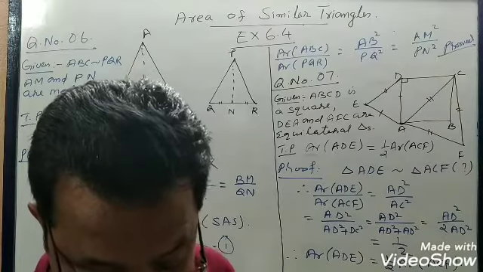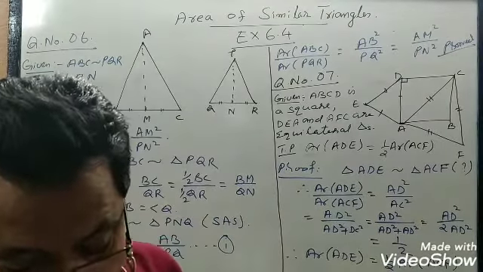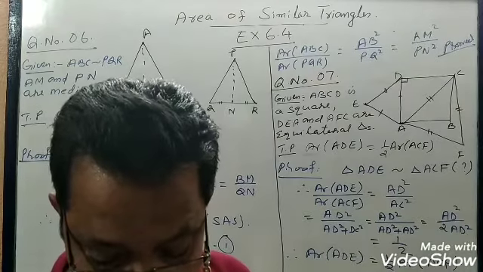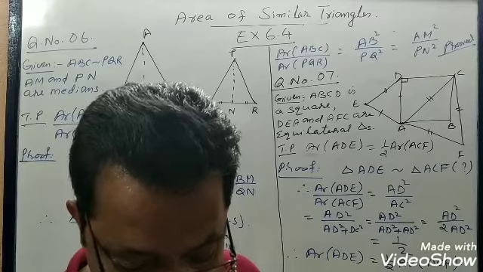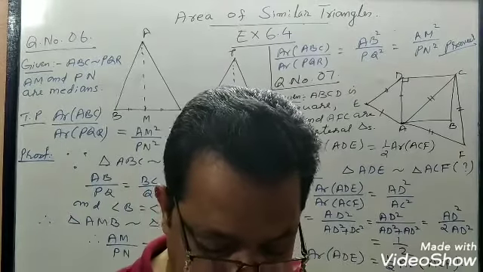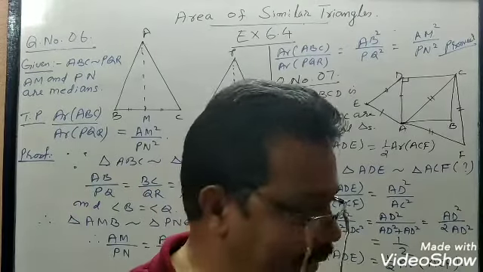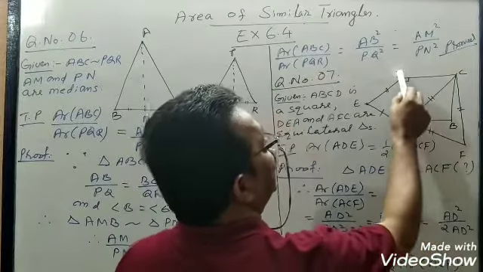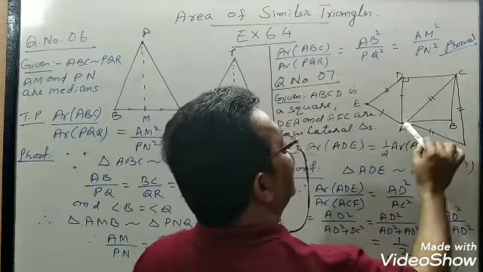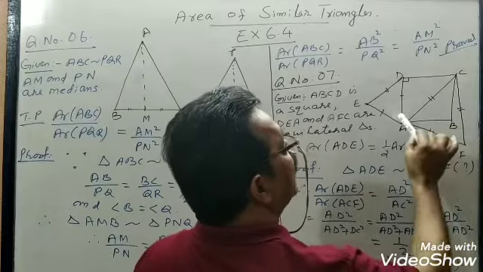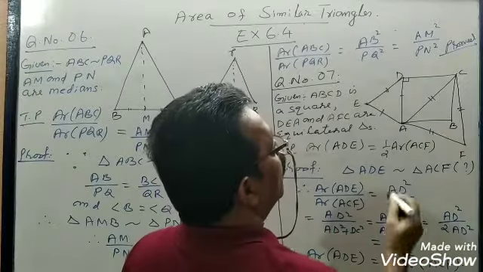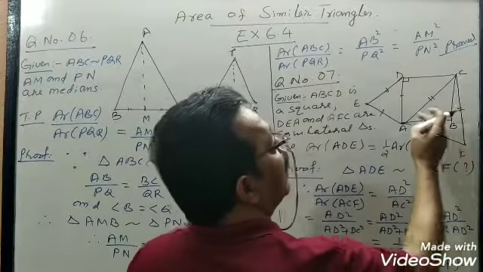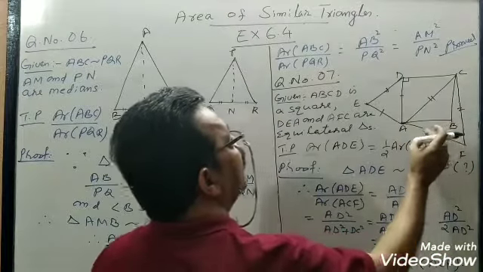Okay. Now question number 7, what is that? Prove that the area of an equilateral triangle described on one side of a square is equal to half the area of the equilateral triangle described on one of its diagonals. That is, ABCD is a square and DEA and ACF are equilateral triangles on side AD and diagonal AC. They are the equilateral triangles. Then what we have to prove?